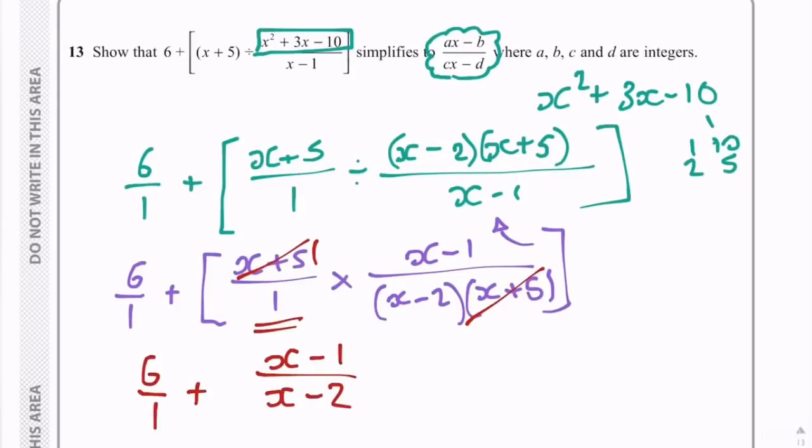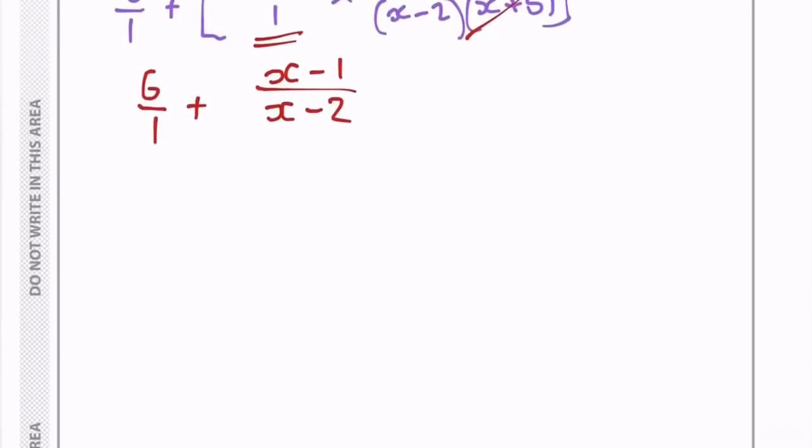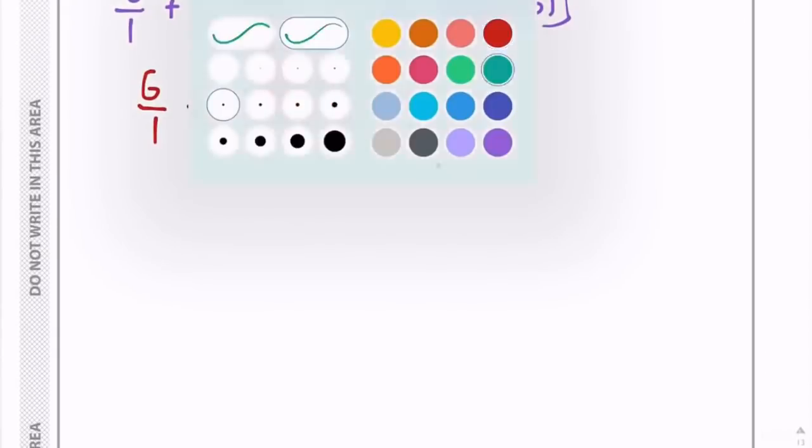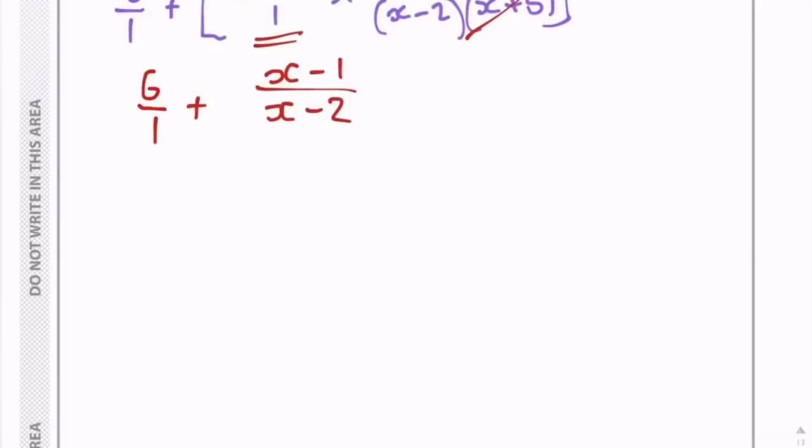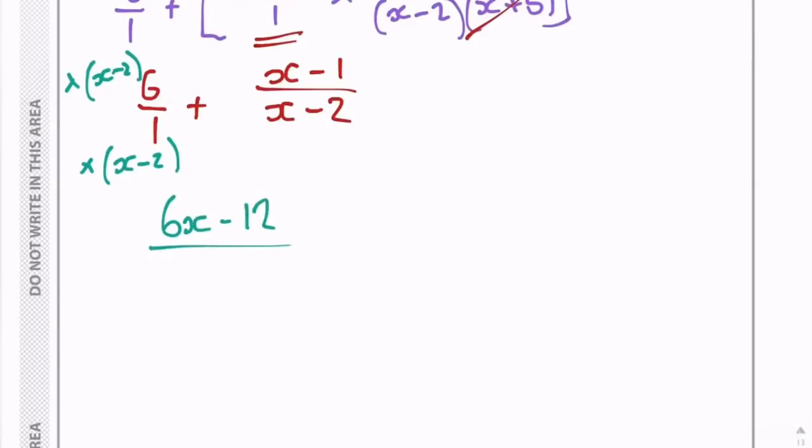Okay, now we're almost finished, we've just got to add these together. As with all fractions, when we're adding fractions together, we need a common denominator. So I'm going to times this left fraction by x minus 2 on the top and the bottom, and that's going to give us a common denominator of x minus 2, and then we can add them together. Times in the top by x minus 2 gives us 6x minus 12, and times in the bottom by x minus 2 gives us x minus 2. We're going to add that to x minus 1 over x minus 2.